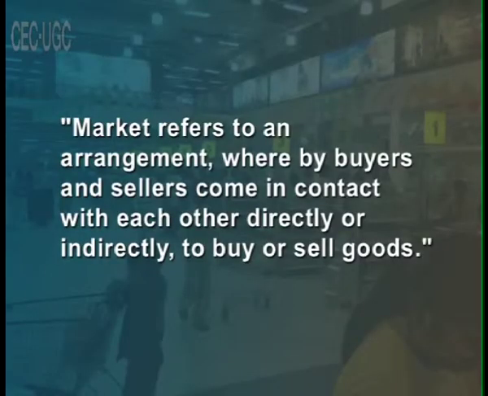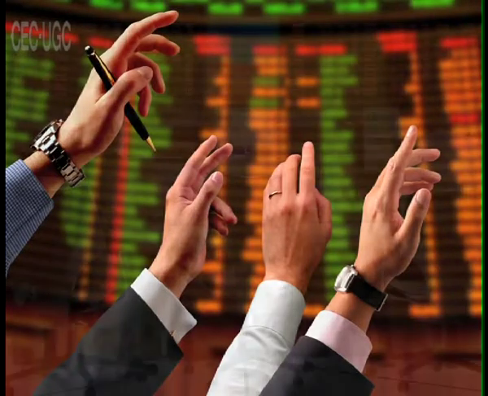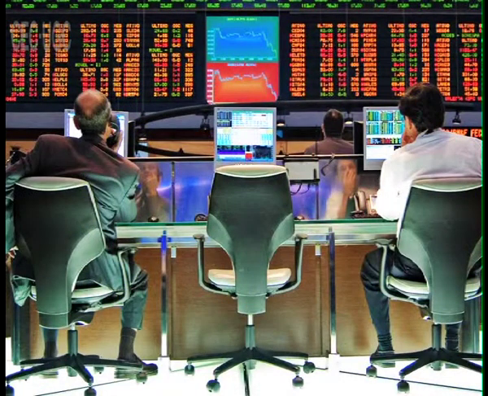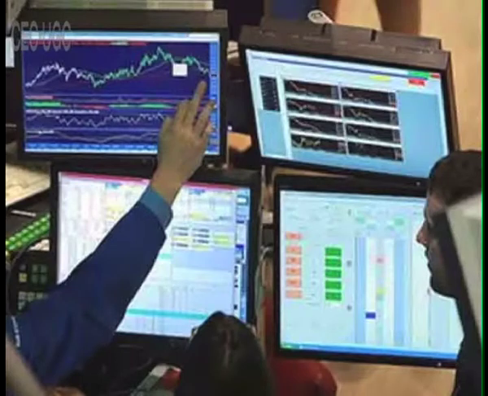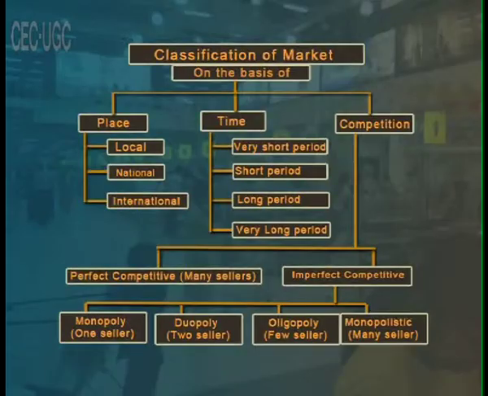Market refers to an arrangement whereby buyers and sellers come in contact with each other directly or indirectly to buy or sell goods. Thus, the above statement indicates that face-to-face contact of buyer and seller is not always required. For example, in a stock or share market, the buyer and seller can carry on their transactions through the internet. So, the internet here forms an arrangement and such an arrangement is also included in the market.